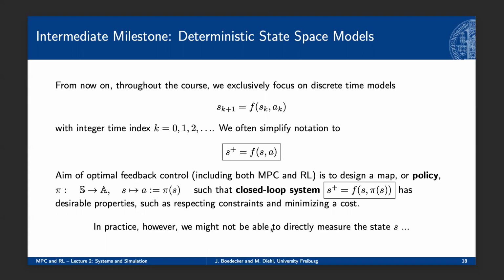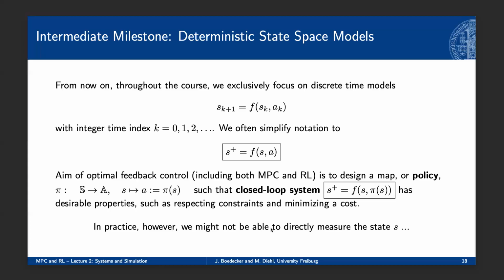So S plus equals F of S and A could be one shorthand for a discrete time system. And now to already focus our minds, what we really want to do in optimal feedback control, and in MPC and RL in particular, is to design a map that we call a policy, which just maps from states to actions. We call it pi.